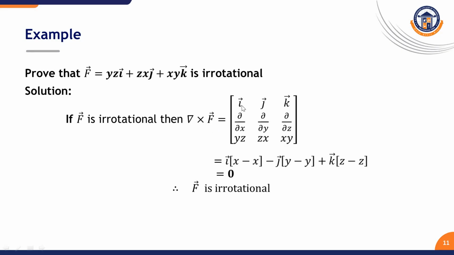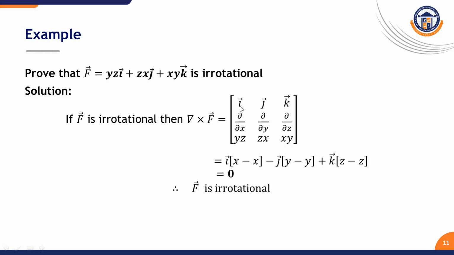Del cross F vector means taking the determinant: in the first row i vector, j vector, k vector; in the second row, the del coefficients. Del is nothing but i vector dou by dou x plus j vector dou by dou y plus k vector dou by dou z, so the coefficients are dou by dou x, dou by dou y and dou by dou z. And F vector is this term: the i coefficient is yz, and then zx and xy.